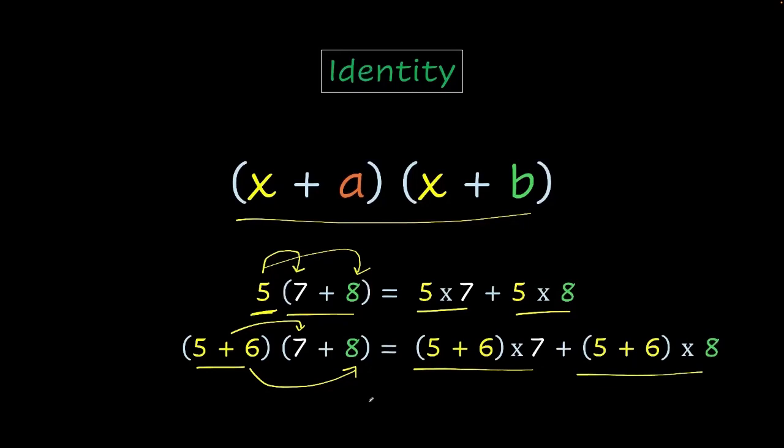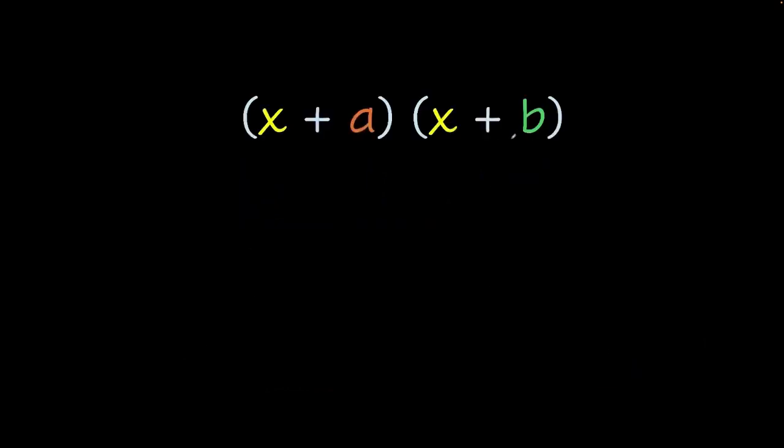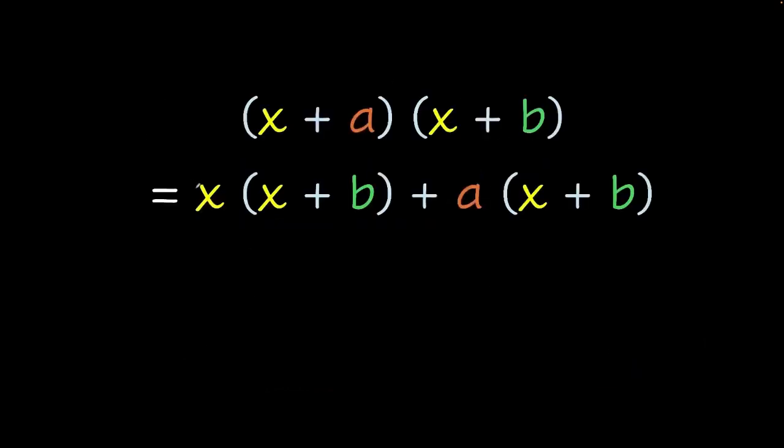Now let's try and expand the identity (x + a)(x + b). So we first multiply x with (x + b) and then multiply a with (x + b). So this becomes x times (x + b) plus a times (x + b). So we are distributing this expression with this expression.